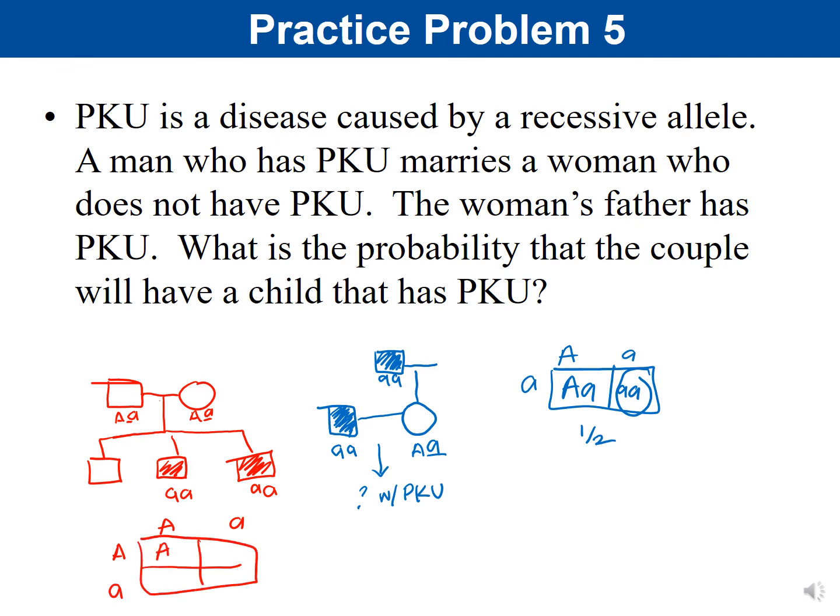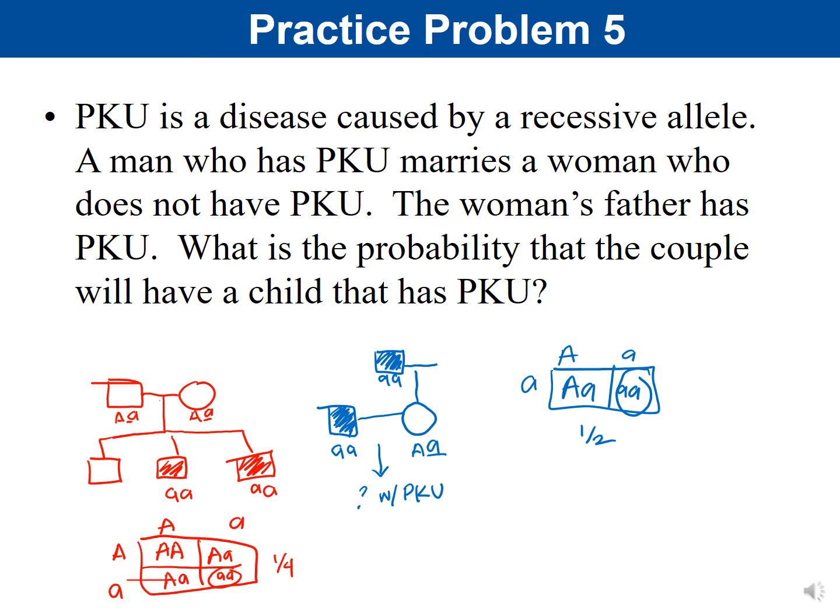Big A, big A. Big A, little a. Big A, little a. Little a, little a. The probability of having a kid with PKU is 1/4. The probability of having 2 kids, if you have 2 kids, that 2 of them have PKU, that's 1/4 times 1/4. That's a 1/16 chance.